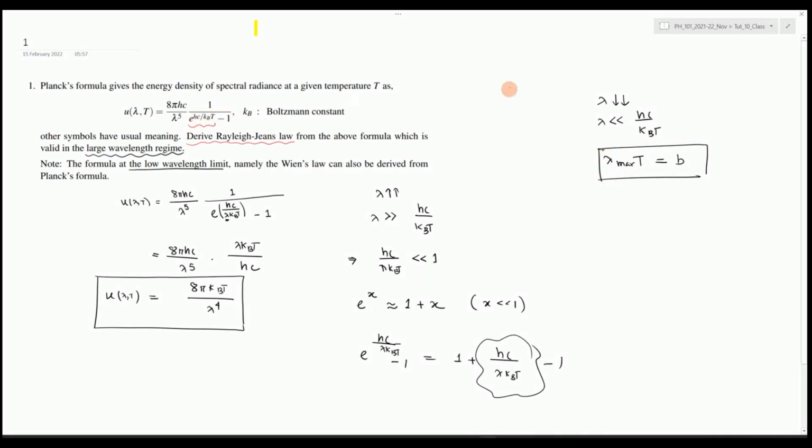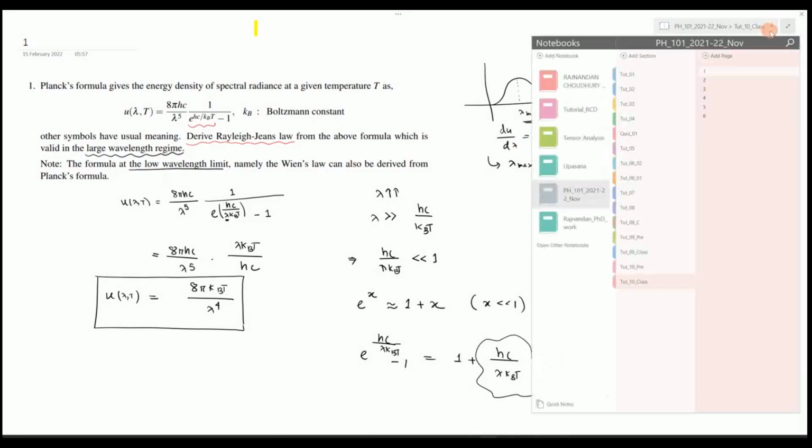Actually, if you plot this function, it will look like this, and because you know this u function, you try to get the maxima of this function: du by d lambda equal to 0. You will get the maxima, lambda max, from here. You just get this lambda max and multiply with T and you will get a constant. Okay, you try this one. Anybody tried, by the way? No one? You try this one. This is also very simple, just a derivative away.